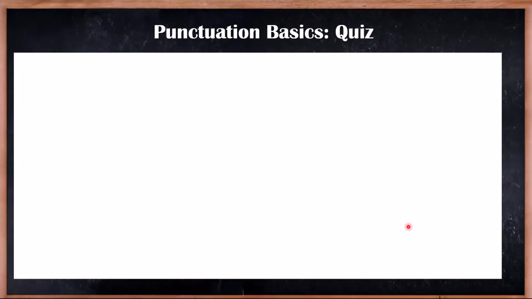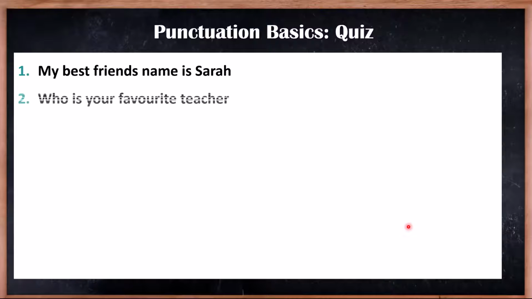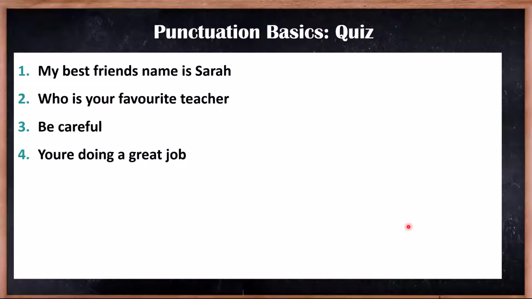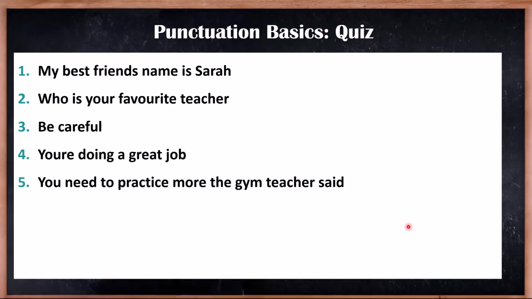So now let's go into our punctuation basics quiz. There are 8 sentences in total, and you must add correct punctuation to each sentence. Let's begin. Number 1, my best friend's name is Sarah. Number 2, who is your favorite teacher? Number 3, be careful. Number 4, You're doing a great job. Number 5. You need to practice more, the gym teacher said.